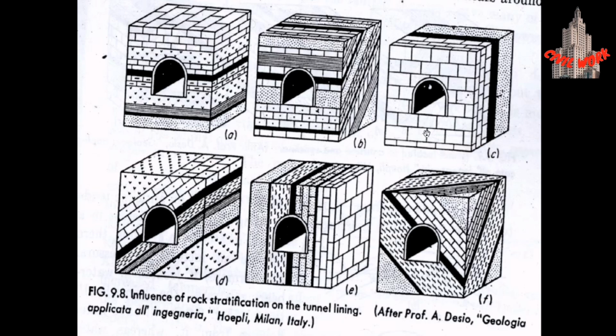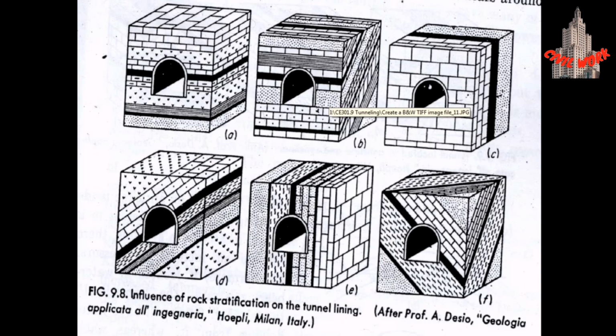Number two type is moderately inclined strata, which we can see here. Such layers that are dipping at an angle of 45 degrees may be said to be moderately inclined strata. The tunnel axis may be running parallel to the dip direction, at right angles to the dip direction, or inclined to both dip and strike directions.